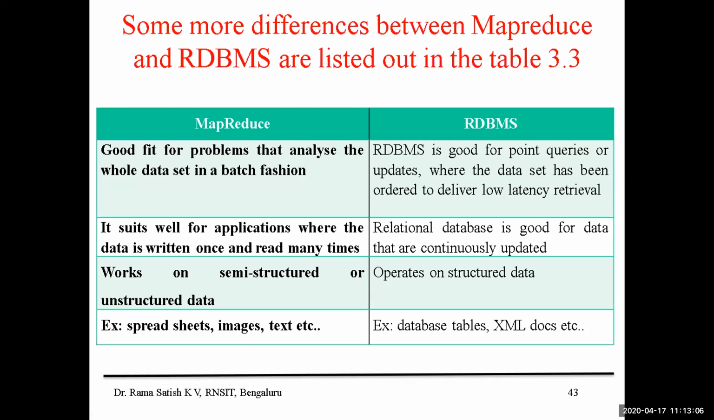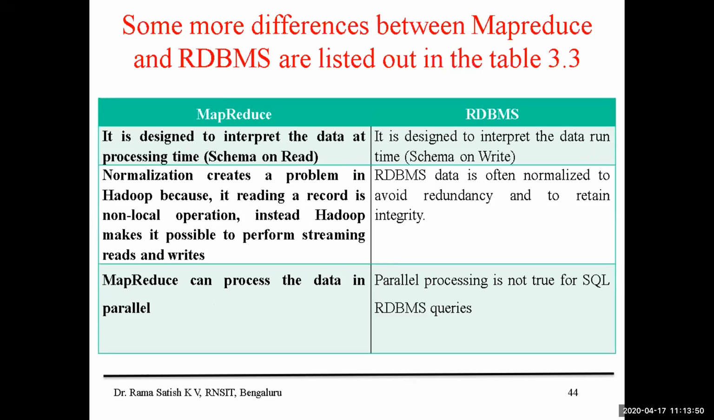MapReduce suits applications where data is written once and read many times, but relational databases are good for continuous updates. And MapReduce works on semi-structured and unstructured data, but RDBMS works only on structured data. Examples for MapReduce are semi-structured and unstructured data: textual data, image data, spreadsheet data, etc. RDBMS works on database tables, XML docs, etc. MapReduce is designed to interpret data at processing time, schema on read. So when you have read and analysis, you can use MapReduce. When you have a lot of data to write and analyze, you can use RDBMS.